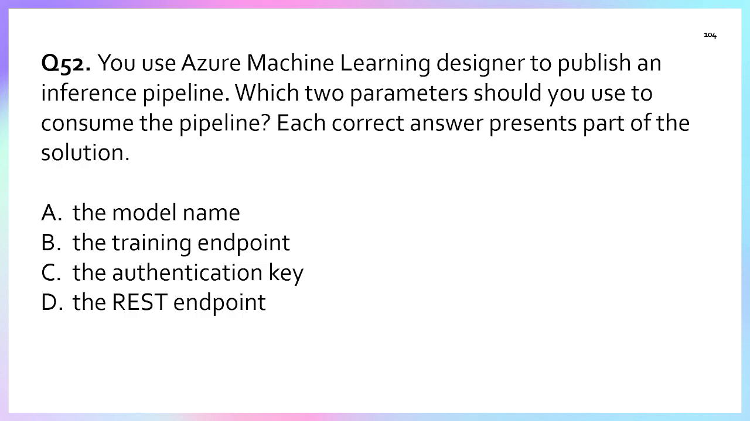Is it required, the model name? No. Is it required, the training endpoint? No. Is it required, the authentication key? Yes. Is it required, the REST endpoint? Yes. The REST endpoint is the URL where you need to publish, and the authentication key is what you use to authenticate your URL. So options C and D are the correct answer.